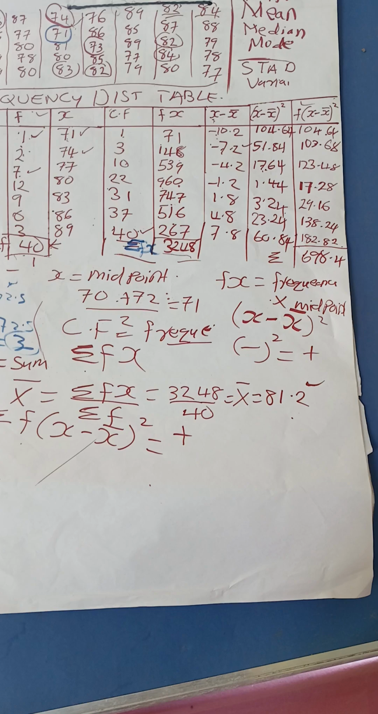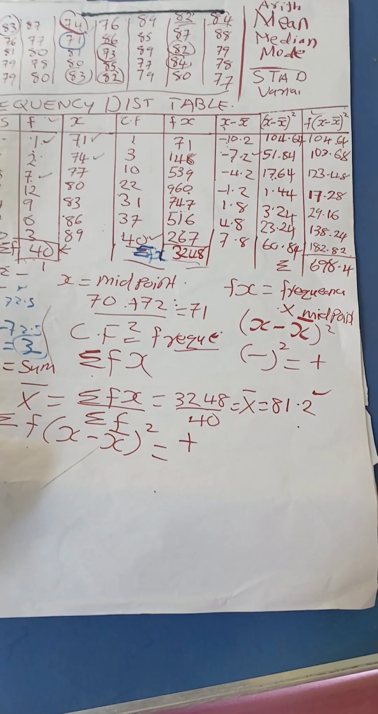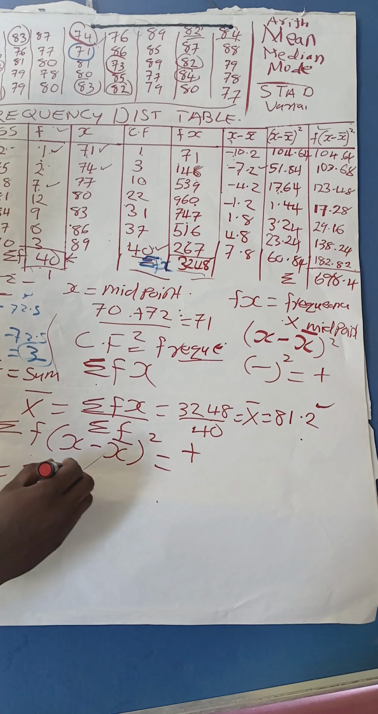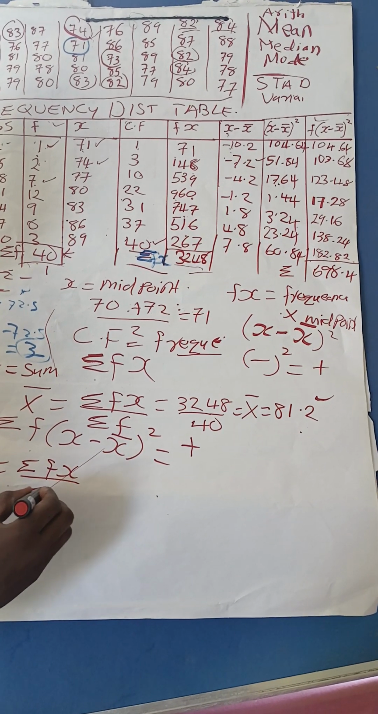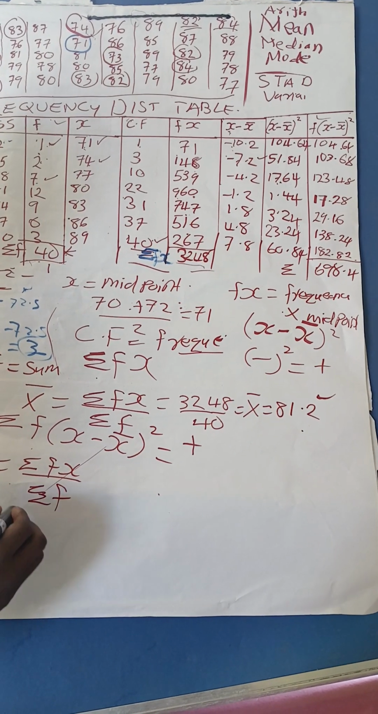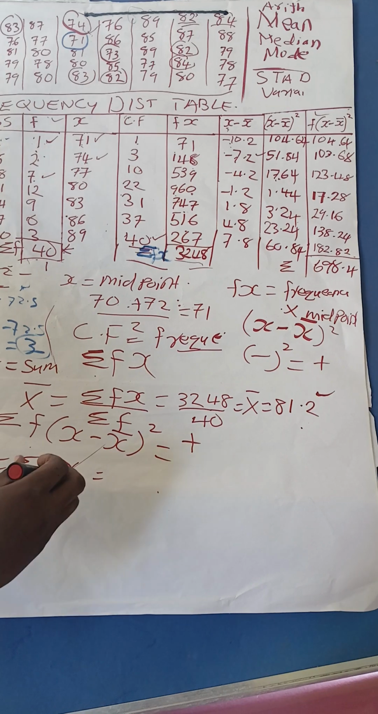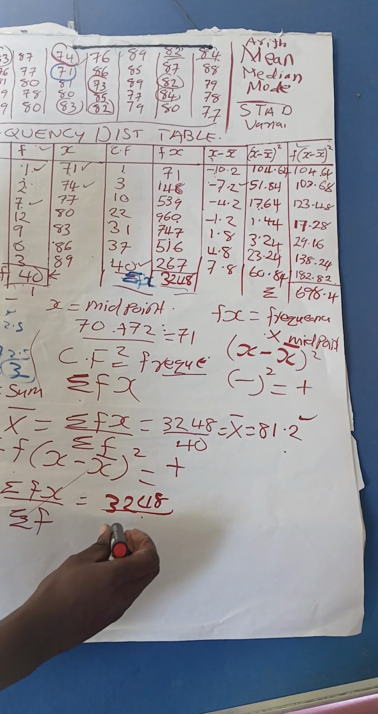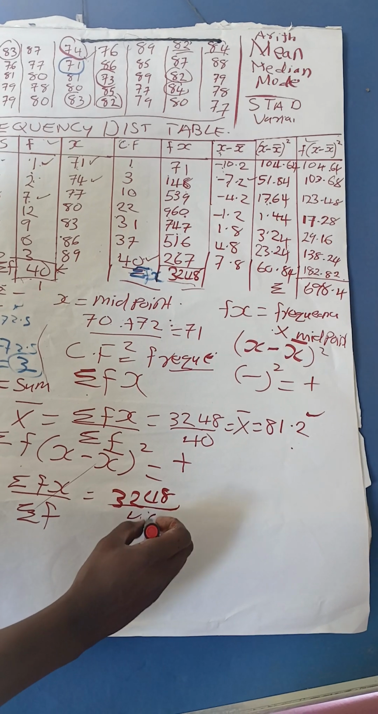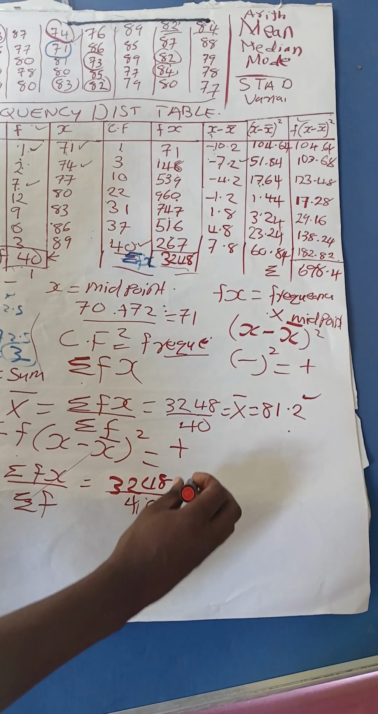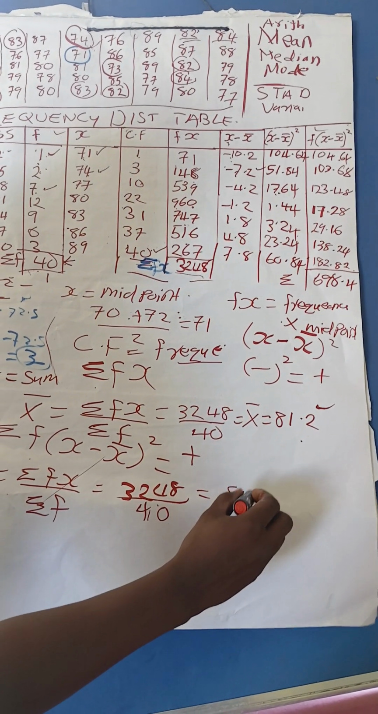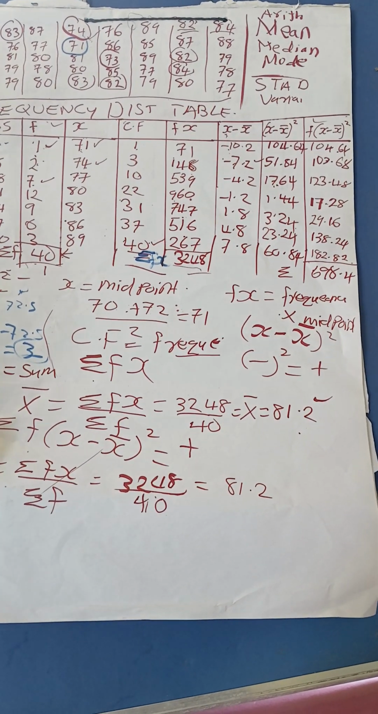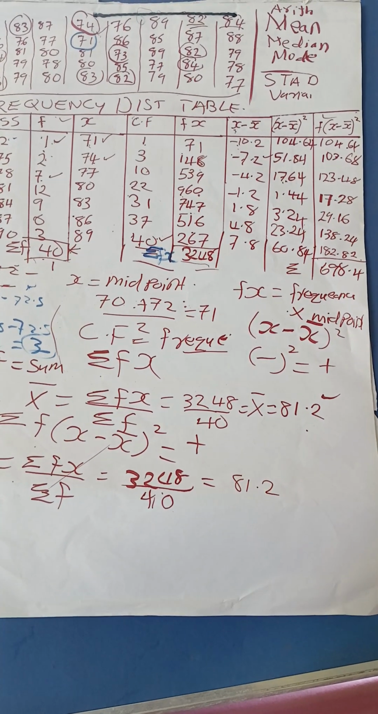Now, comrades, what next? We have already found the arithmetic mean, and we say arithmetic mean is equal to total summation of fx divided by total summation of f, which we had 32.48. You divide by 40. You got your answer as 81.2. Because that is the first question on this question, part A. You always find arithmetic mean.